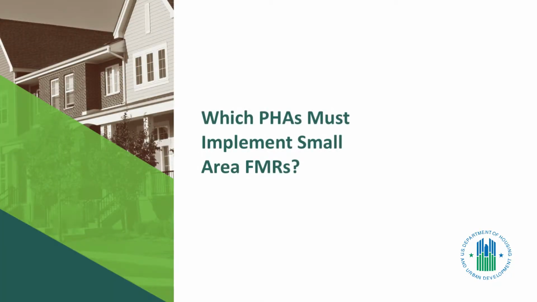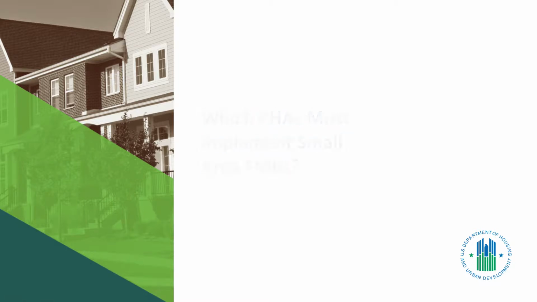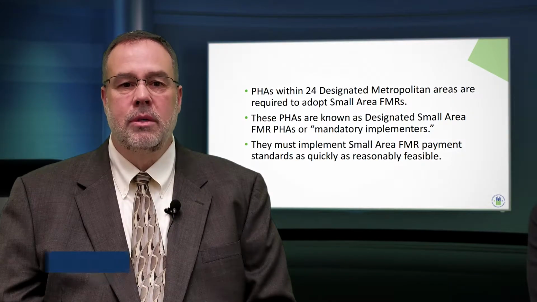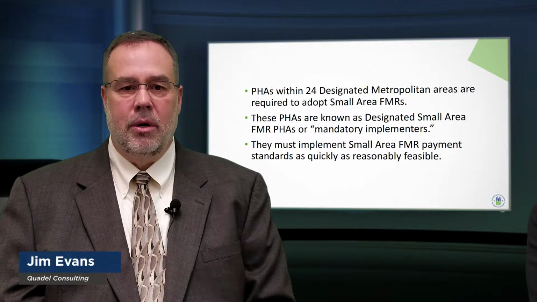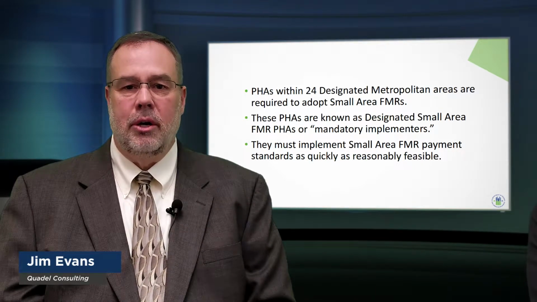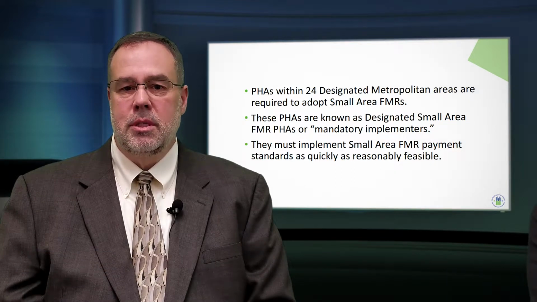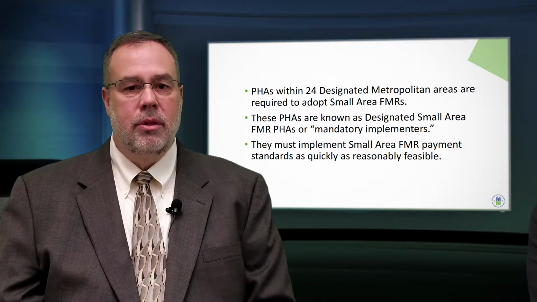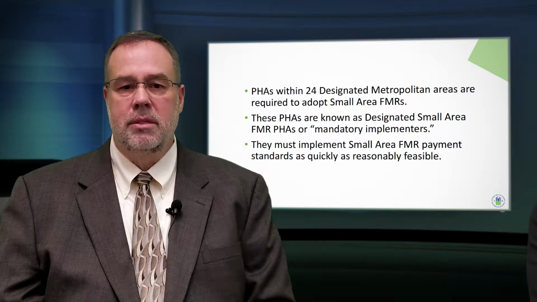As noted at the outset of this webcast, HUD has designated 24 metropolitan areas where use of small area FMRs is mandatory. In these areas, zip code-based small area FMRs must be used to determine payment standards rather than metropolitan area fair market rents, or metro area FMRs.